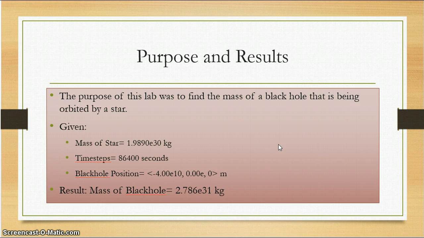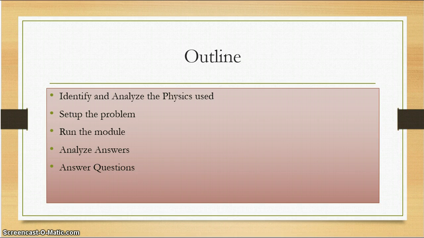We were also given the time between each position of the star, which was 86,400 seconds. The positions of the star were given to us in a CSV file that could be accessed through Excel. My CSV file included 1,460 different positions. In this presentation, I will identify and analyze the physics I used to find the answer, but before I do that, I will set up the problem, then run the module on VPython, and analyze the answers and answer the questions provided with the lab.